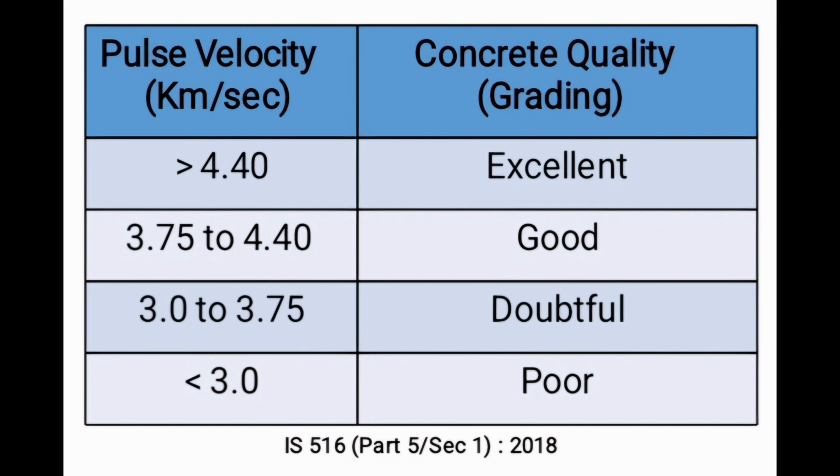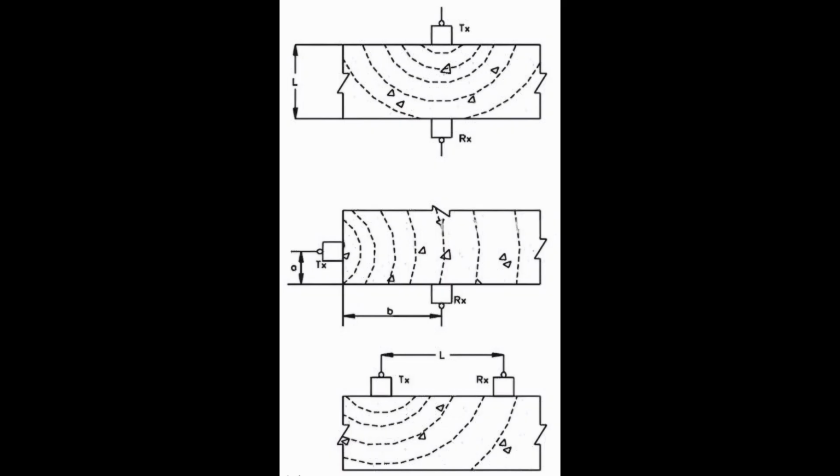Now there are different ways you can attach the transducer and receiver position. The first one is direct, the second is semi-direct, and the third is indirect. Direct is mostly preferred because it is more accurate. For more theoretical knowledge, you can see the description box, where I have shared a link for this particular UPV test. Also you can click on the I button.